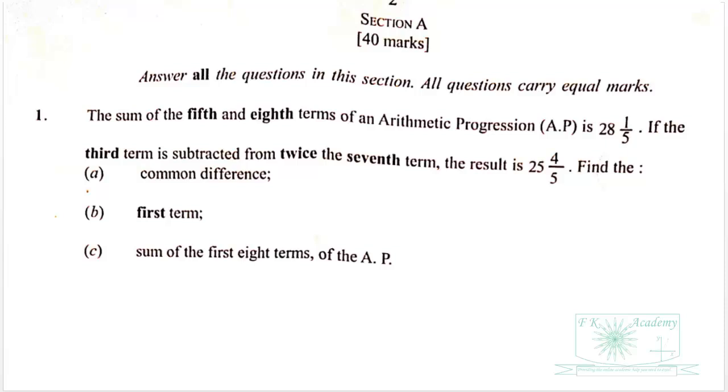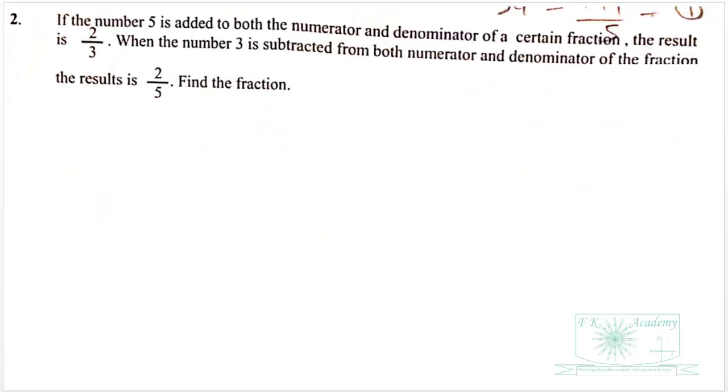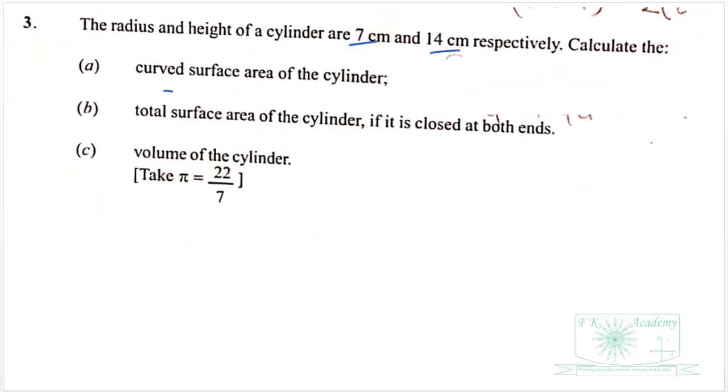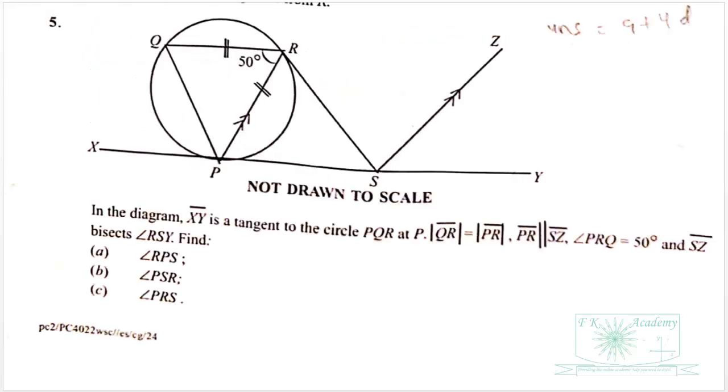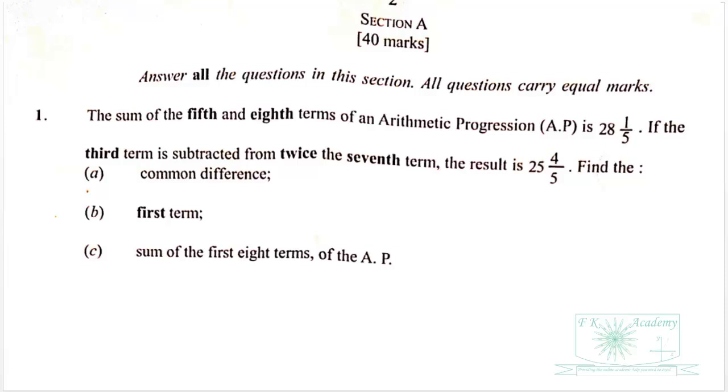These are the questions that dropped in the WASSCE 2024 for private candidates. Core Mathematics Paper 2. Let's see if we can solve these questions. Let's begin with the very first one. It's on sequence and series.